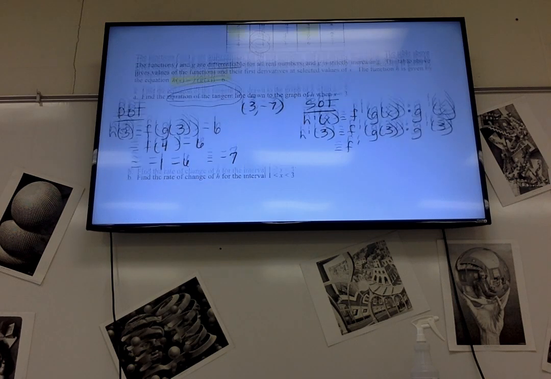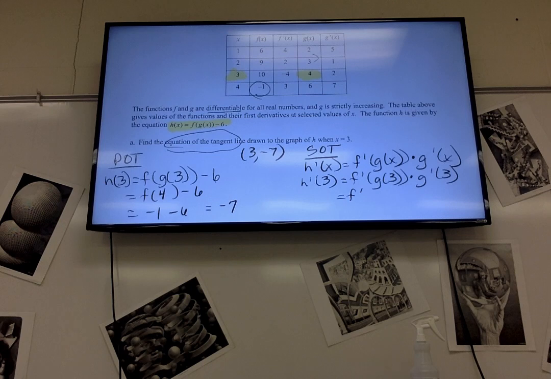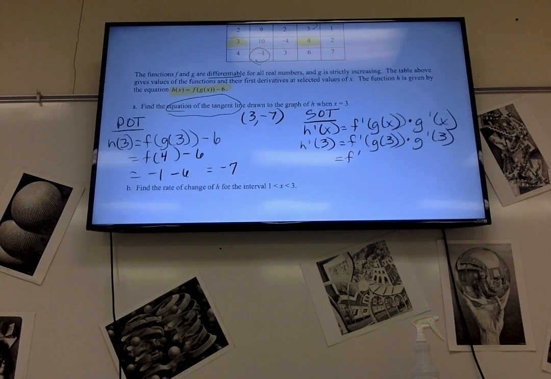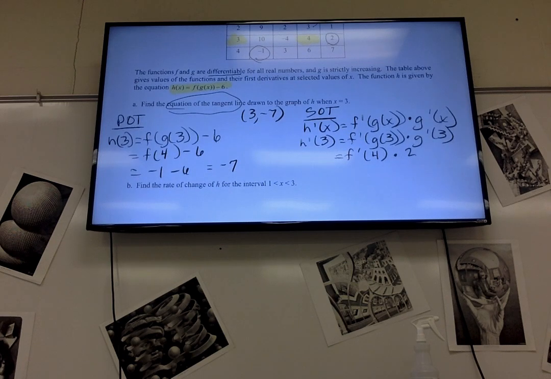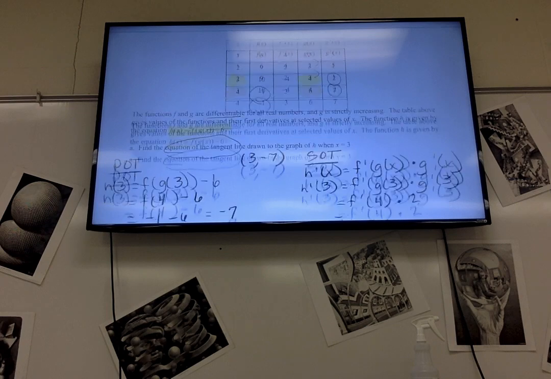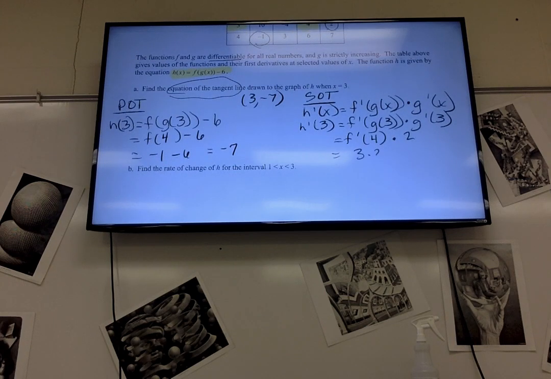I did. So g of 3, if we look at this table, g of 3 is 4. And g prime of 3 is 2. f prime of 4 is 3 times 2, which is 6. So our equation then is y plus 7 equals 6 times x minus 3.